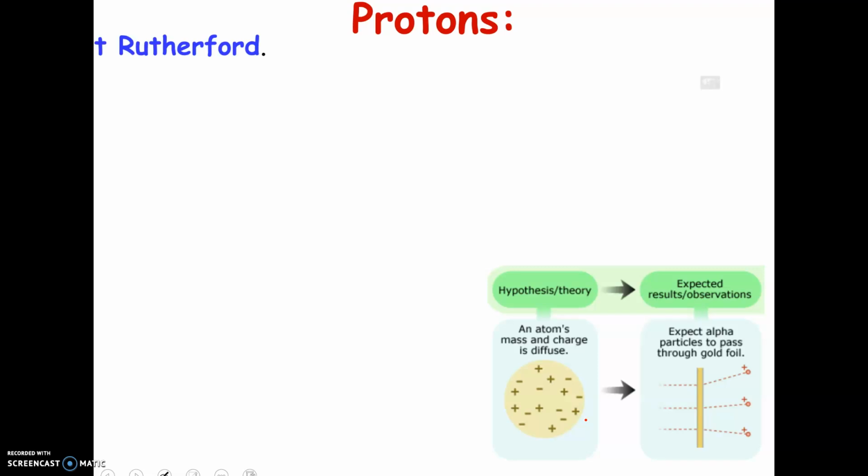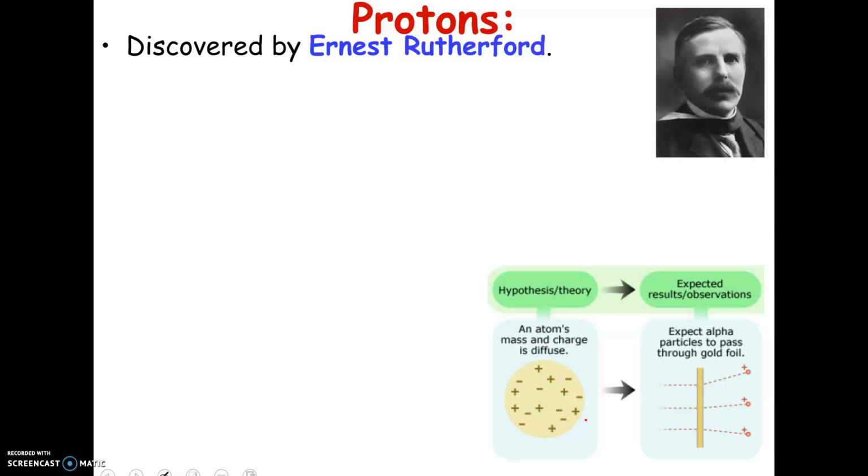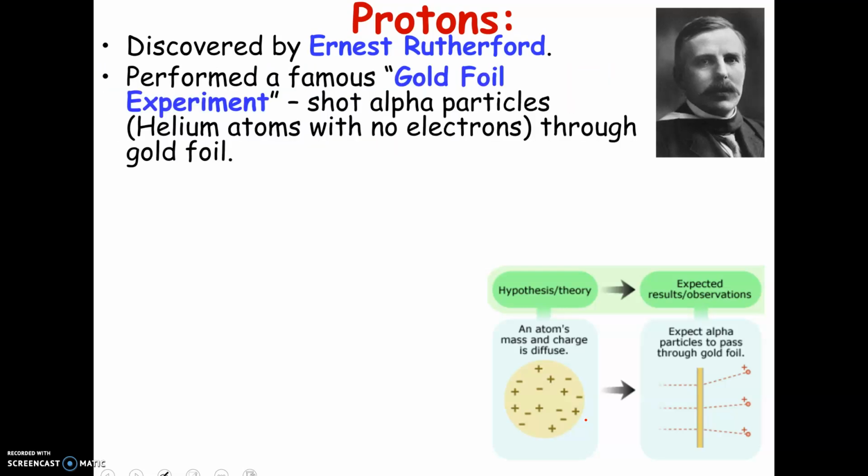Okay, so let's talk about protons. This famous experiment was done by Ernest Rutherford, and it's called the gold foil experiment. And again, there's a video of this in the playlist, if you'd like to watch it, that gives you a little more details about what he did. So he shot what are called alpha particles out of an accelerator. An alpha particle is a helium atom that has no electrons. So it's basically just protons is what he shot.